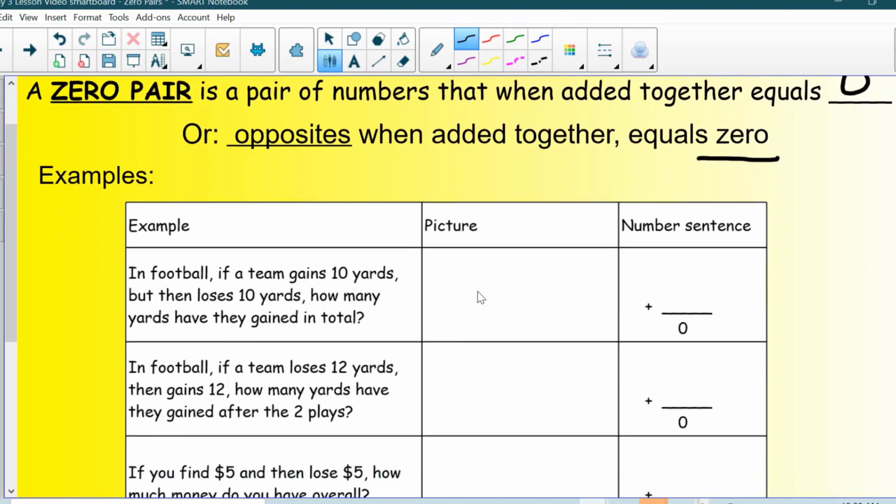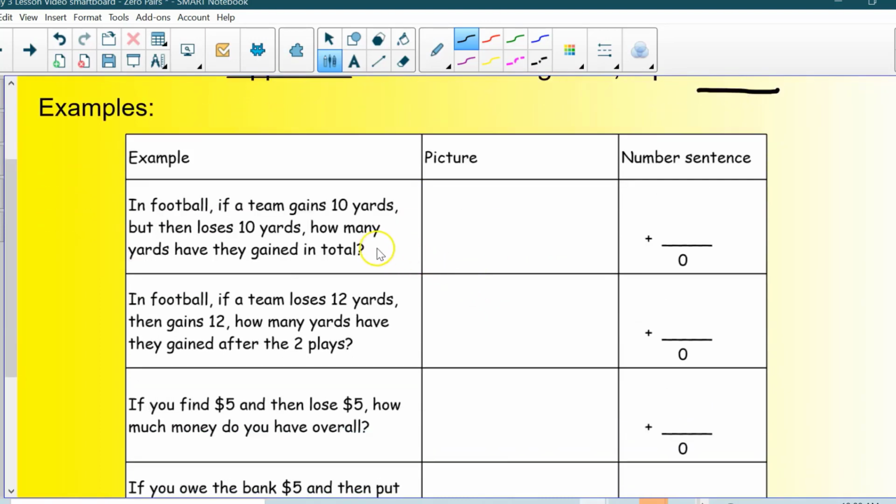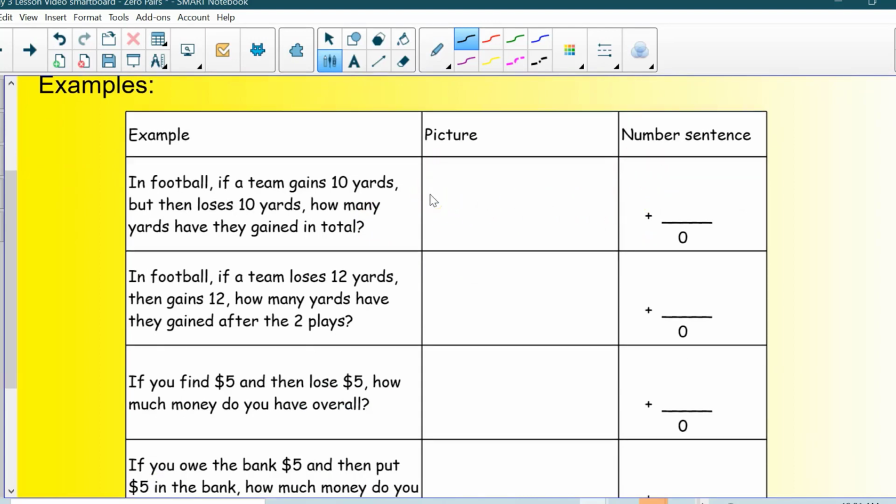So let's go, and these are also on your notes, let's look at some of these examples and draw a picture, and we're going to also write a number sentence. So think about football. If a team gains 10 yards, is that going to be positive 10 or negative 10? Gaining, so yes, that would be a positive 10. So football team, here they are on the field, and let's say they gain 10 yards. They move forward 10 yards, right?